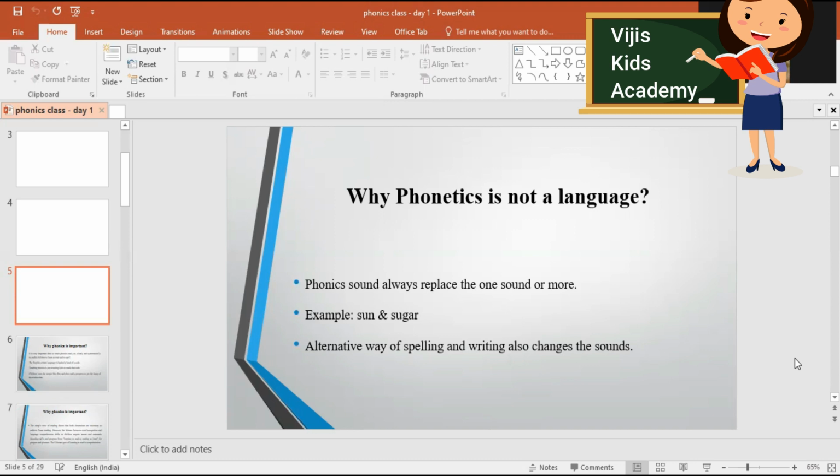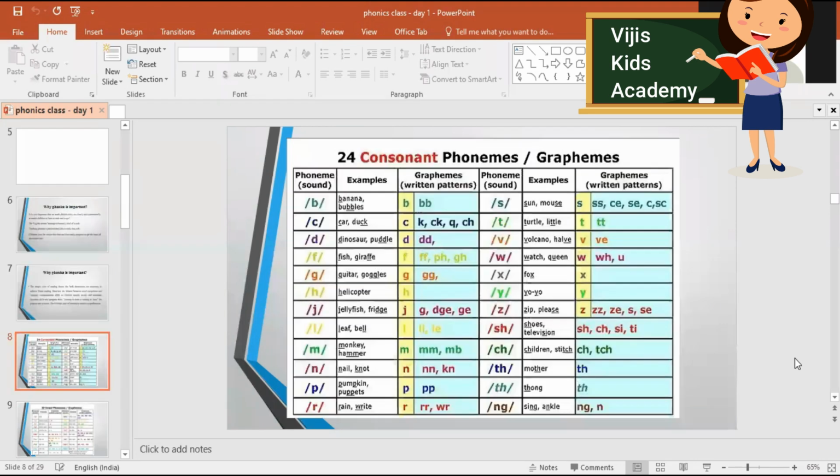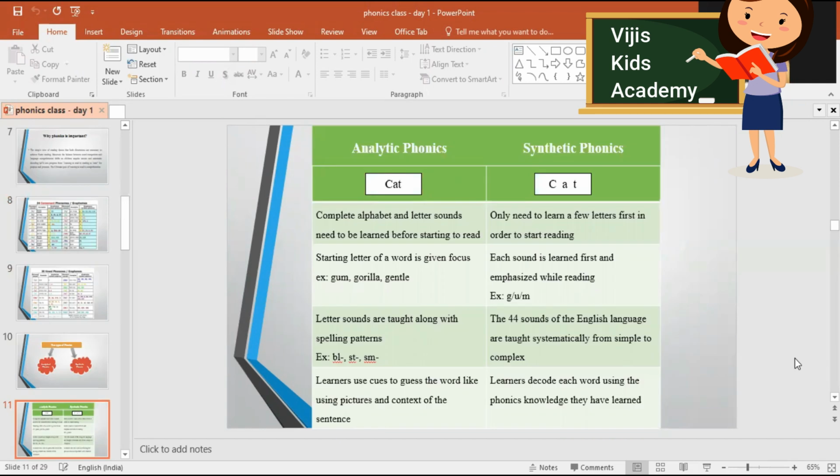But in the word sugar, you can't hear U sound as A. It gives some other sound like oo. Sugar, sun. These two letters won't give the same sound, right? The two are different. If they both were the same, then we could make this a language. In phonics, we have nearly 44 sounds. The analytical phonics. Why are we not following analytical phonics?